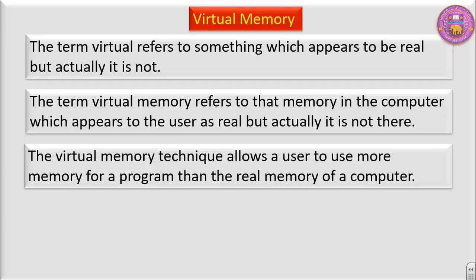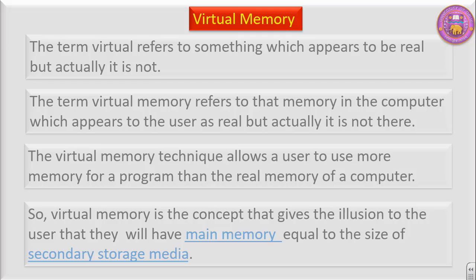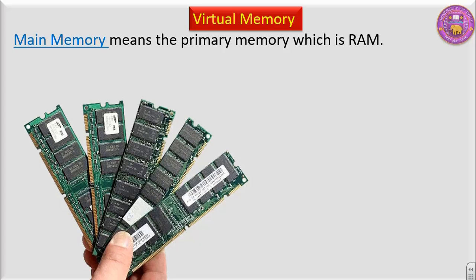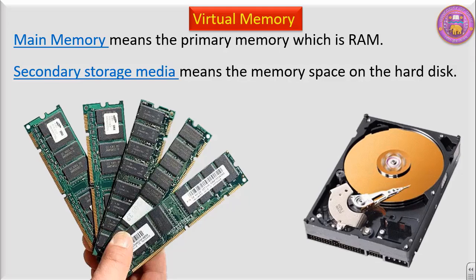The virtual memory technique allows a user to use more memory for a program than the real memory of a computer. So virtual memory is the concept that gives the illusion to the user that they will have main memory equal to the size of secondary storage media. Here two things are very important. What is main memory and secondary storage media? Main memory means the primary memory, which is RAM. Secondary storage media means the memory space on the hard disk.